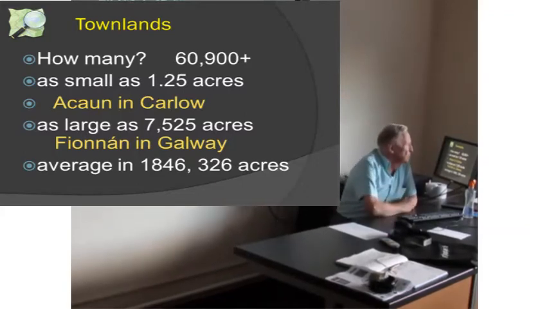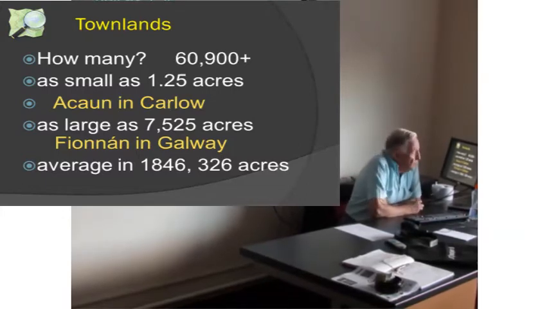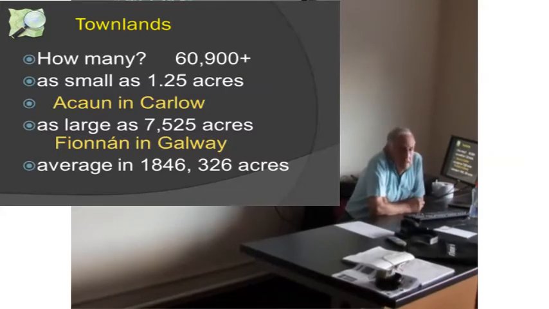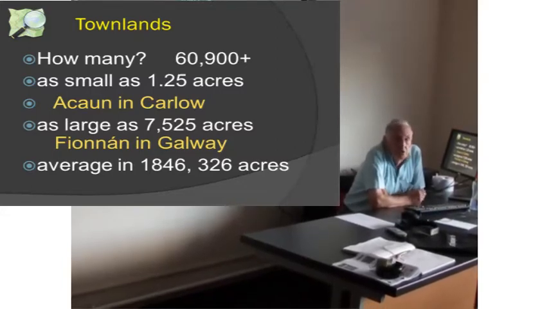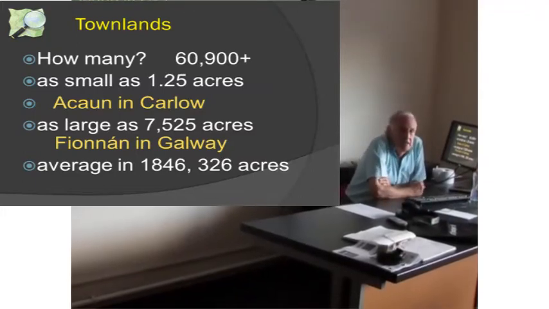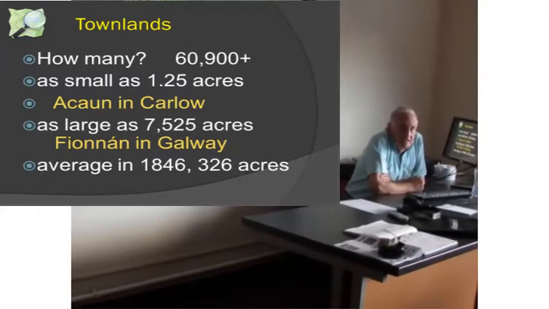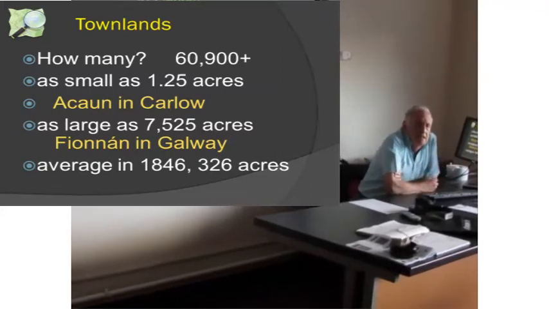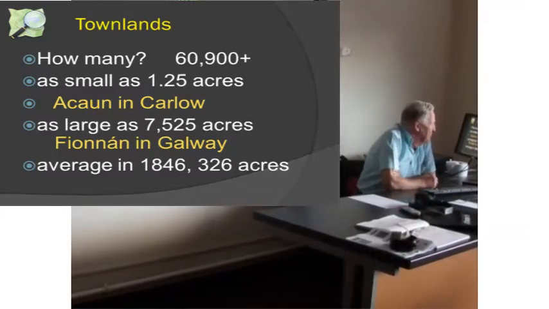There are over 60,900 townlands in the country. Some of them are quite small. One there in Carlow is only 1.25 acres. Tiny. In fact, that particular one was a monastic settlement from heaven knows how far back. On the other hand, you go into Galway and you get one that's 7,000 acres, which is a colossal area of open country. And the townland, I think, originally was supposed to support a certain amount of activity, and certainly some of that open mountain wouldn't support much activity.